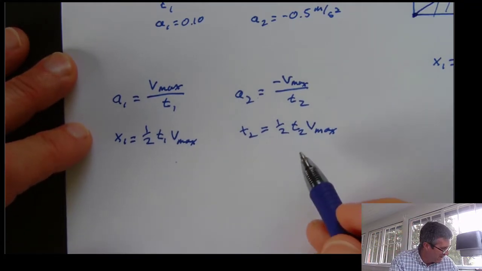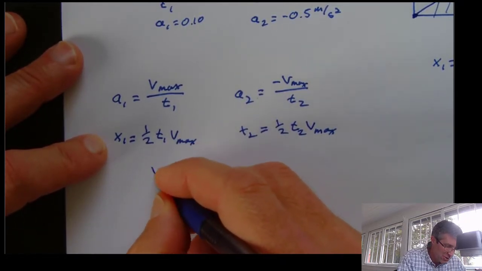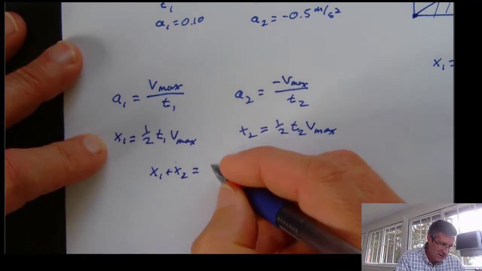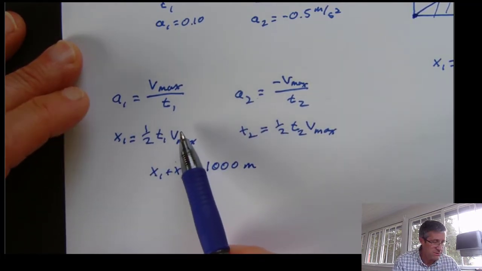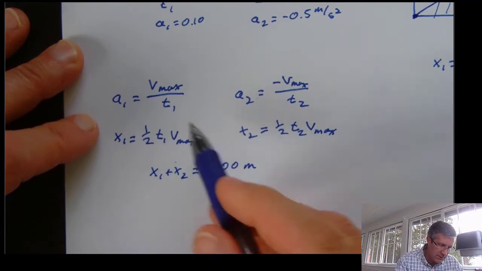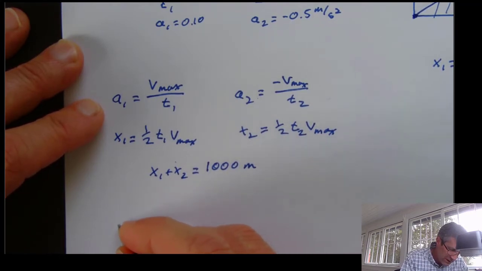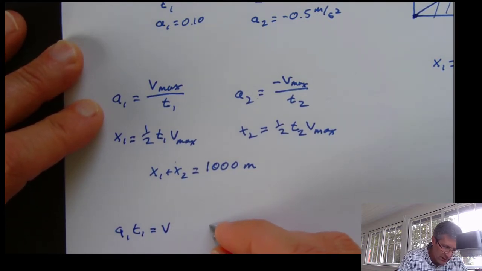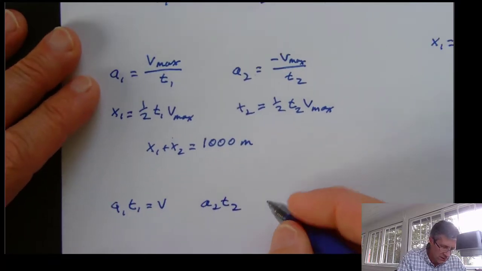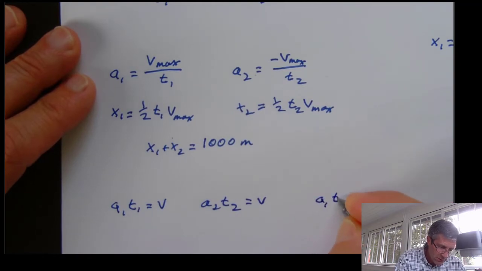Okay, now we've got some math to do. Let me see if I can figure this out. So what do I do? The other thing they tell me is that x1 plus x2 is going to be 1,000 meters. I'm going to drop the max from the v just because it takes a while to write it. So I'm going to combine these two together. a1 times t1 is equal to my maximum velocity, and a2 times t2 is also equal to my maximum velocity. So I'll set these two equal to each other, get rid of velocity. So I have a relationship: a1 t1 is equal to a2 t2.